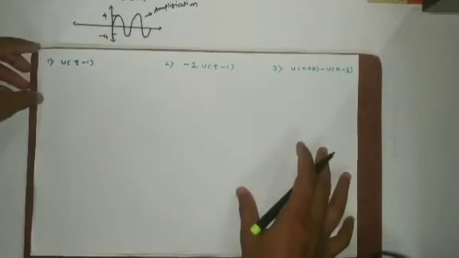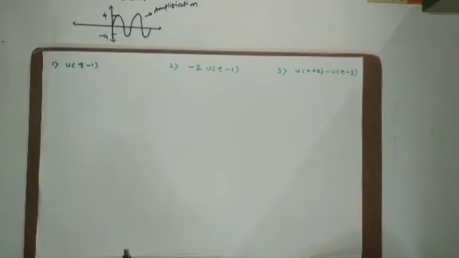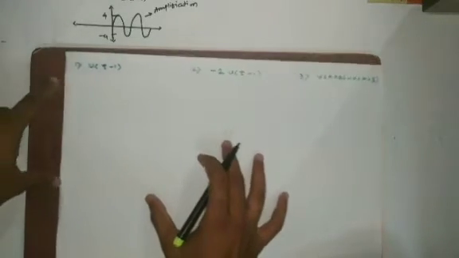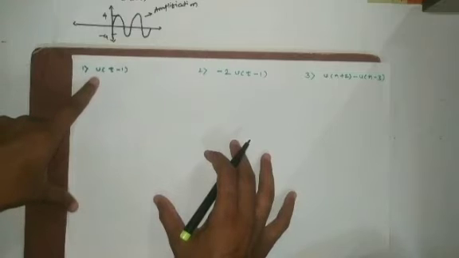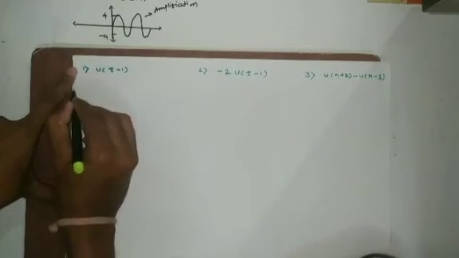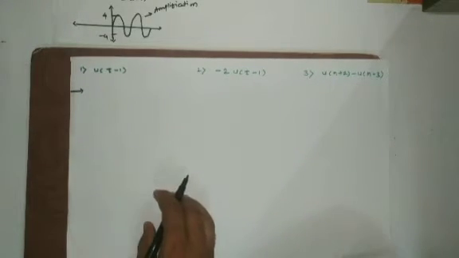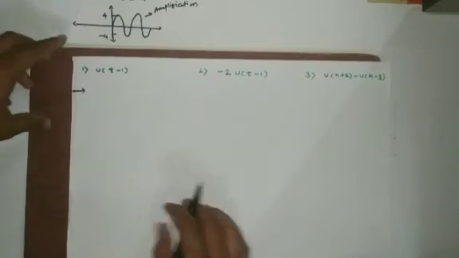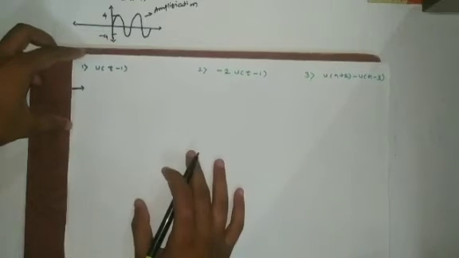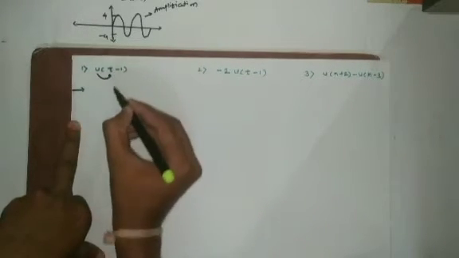Now in this segment we are going to see examples on operations on signals. As far as the first signal is considered, which is given as u of t minus 1, in order to sketch such kind of signals we have to perform multiple operations which are going to be performed simultaneously. In this case, first we will try to draw u of t.